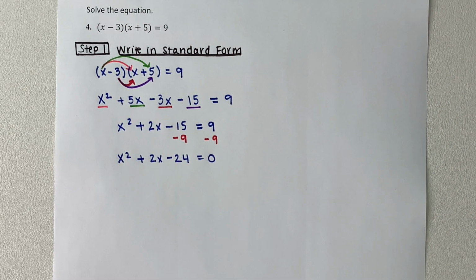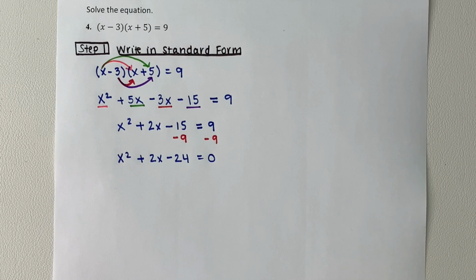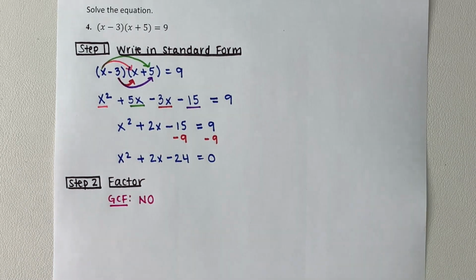Now our equation is written in standard form. Only after your equation is written in standard form can you proceed to step 2. For step 2, we want to factor. The first step whenever you're factoring is to check for a greatest common factor, but this trinomial has no greatest common factor.